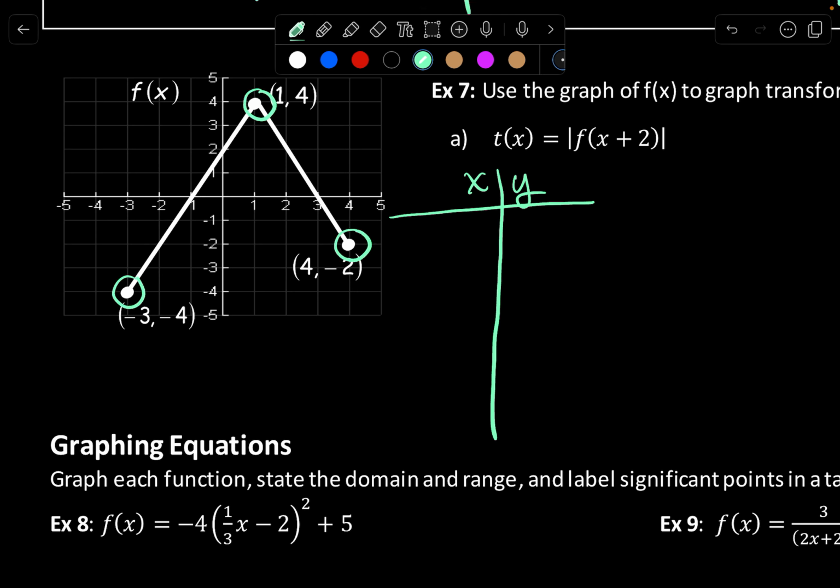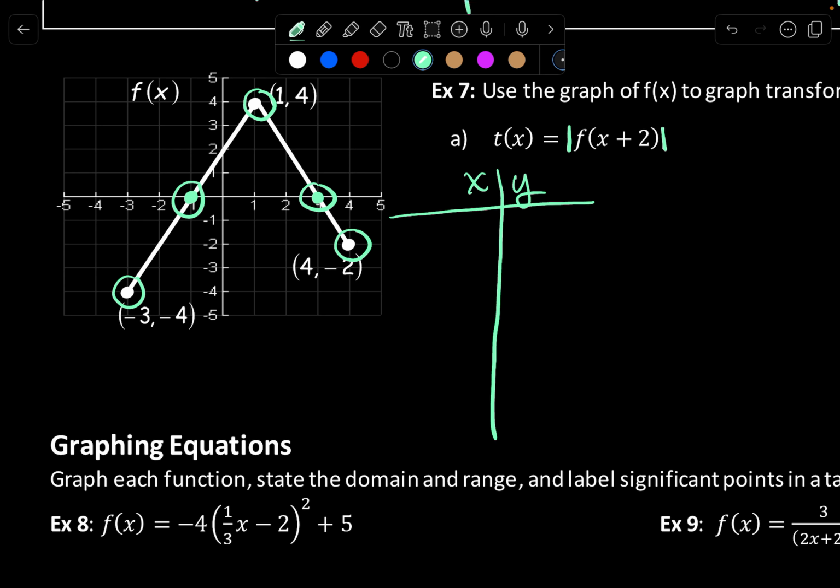But the absolute value is on the outside, so we are changing the y values. We are flipping the negative outputs, and they are now going to be positive outputs. This reflection is occurring at the x-axis. So in order to help graph this correctly, I also want to include my x-intercepts. So in total, I'm going to have 5 key points that I want to use. Again, because we are changing the y values, we want to include the x-intercepts.